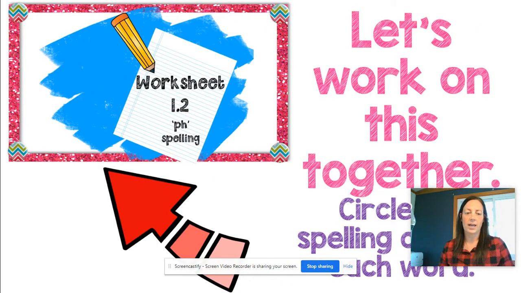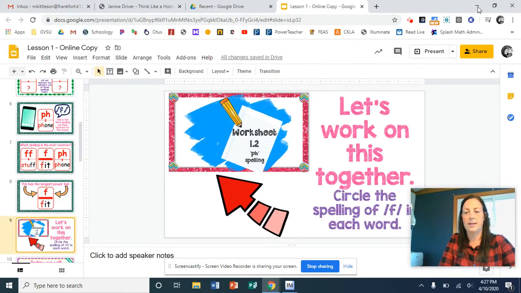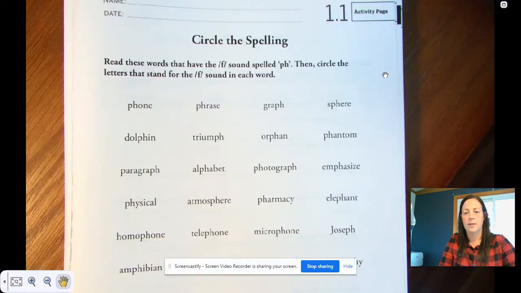So let's look at worksheet, actually worksheet 1.1. Let me see if I can get that up for you. All right, and we're going to look at 1.1, and I'm going to read the directions, and then you can pause the video to get this done.